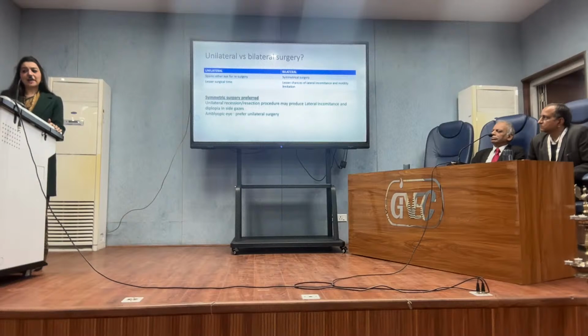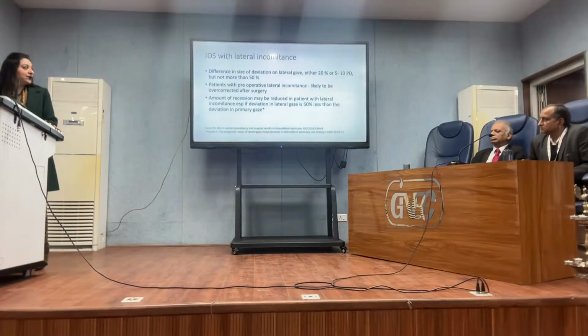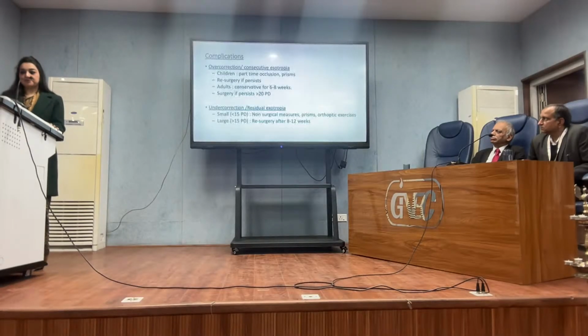Then unilateral or bilateral surgery: your surgery should always be symmetrical if the squint is alternating. But if there is an amblyopic eye or a fixation preference is present, we can also go with unilateral surgeries. IDS with lateral incompetence, where the lateral gaze deviation is more than in primary gaze. These patients are more likely to be overcorrected after surgery. So we have to take that into consideration, and we have to do a lesser amount of recession.